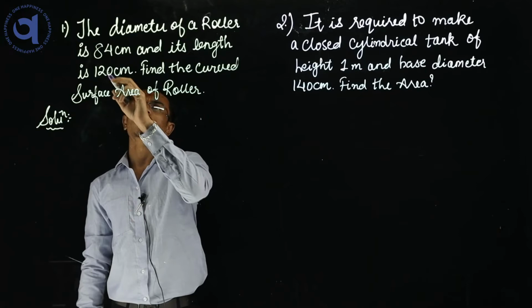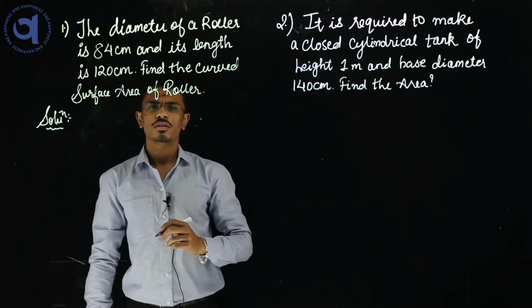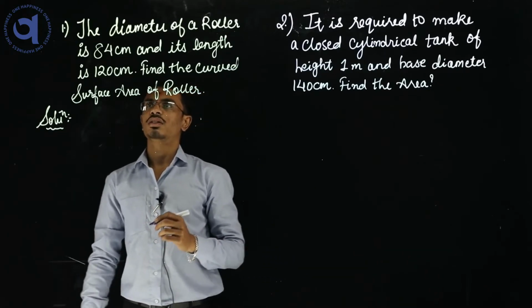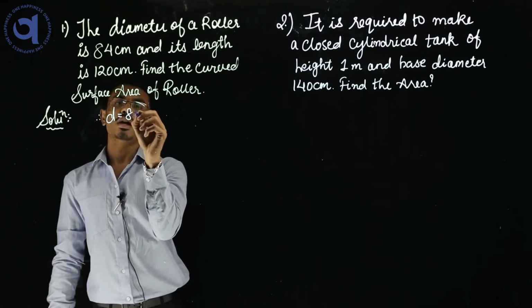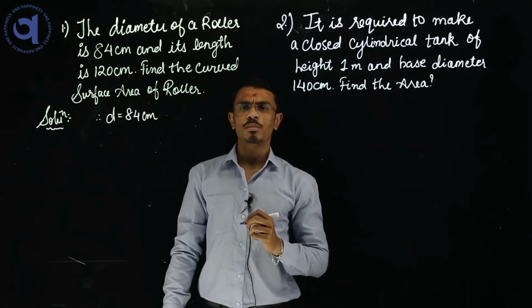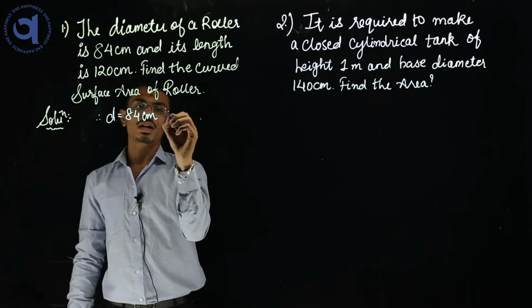What is given? The diameter of a roller is 84 centimeter. See, one roller is there and the diameter of a roller is mentioned as 84 centimeter. So diameter will be 84 centimeter. But in the formula we don't need diameter, we want to calculate the radius. So first of all let us find the radius.